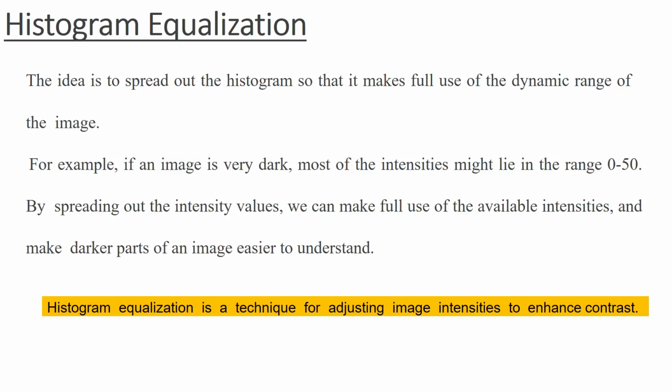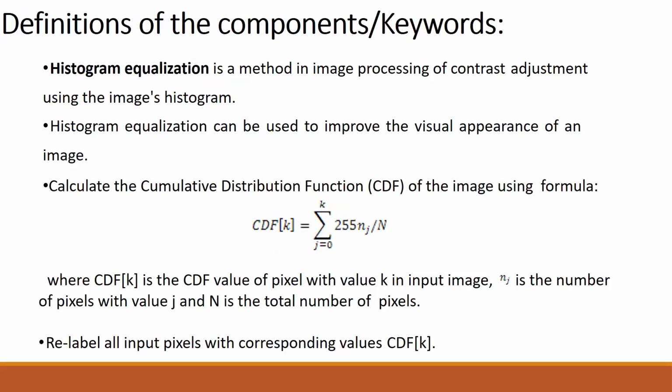So histogram equalization is a technique for adjusting image intensities to enhance contrast. It provides a pleasing result across a wider range of images. So, definition of components. Histogram equalization is a method of image processing of contrast adjustment using the image histogram. Equalization can be used to improve the visual appearance of an image.